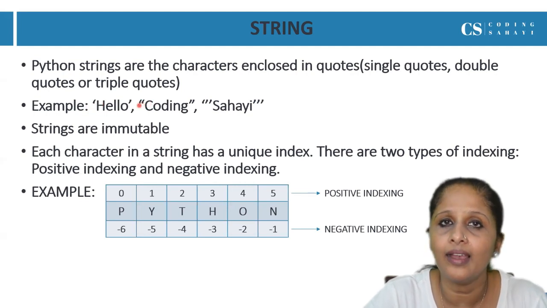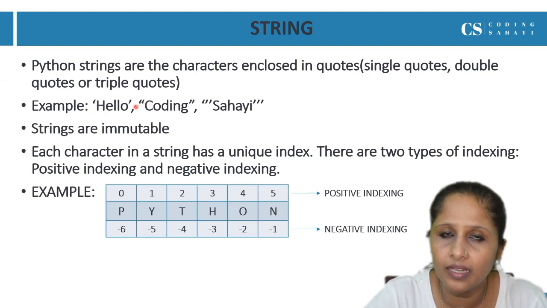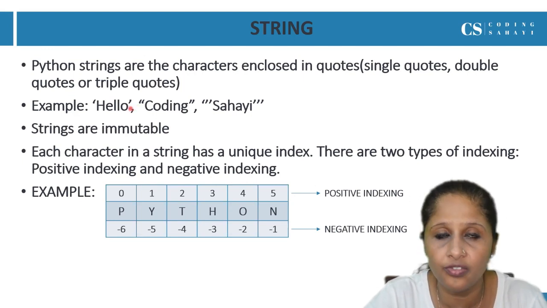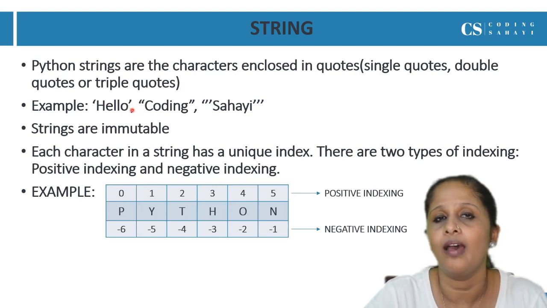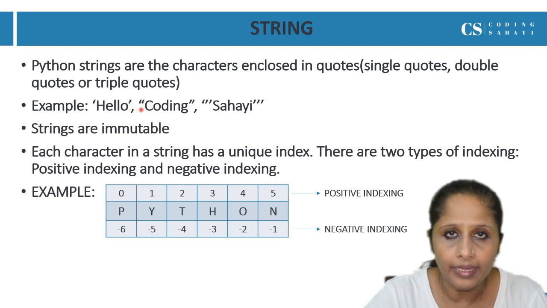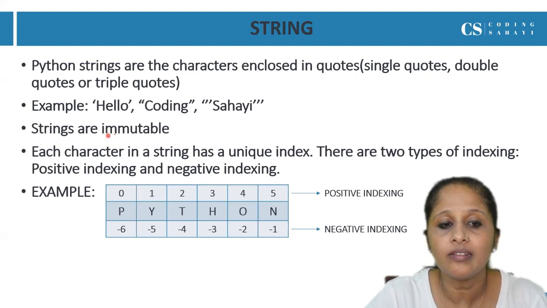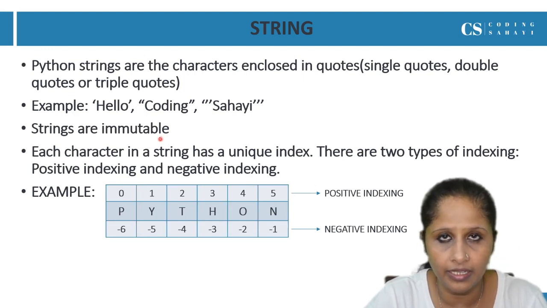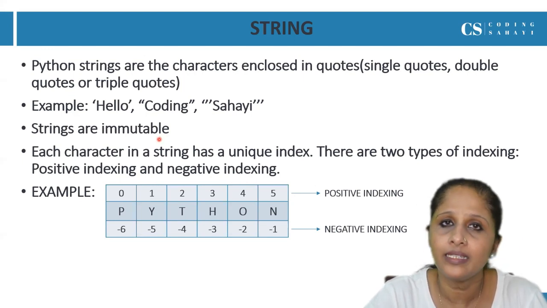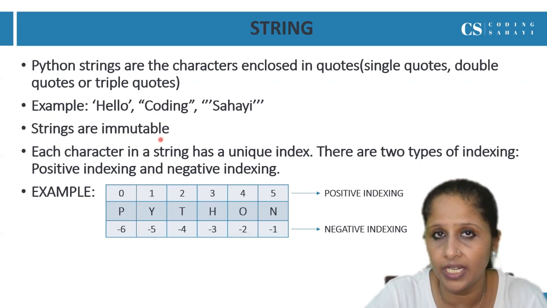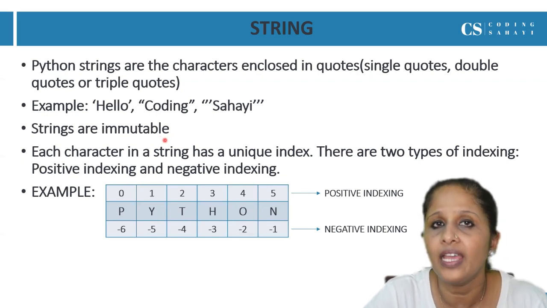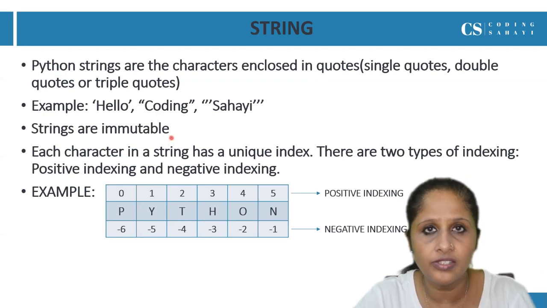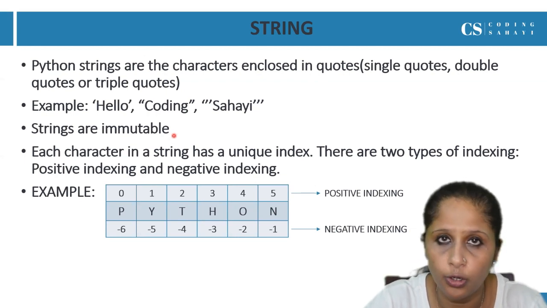If you are writing a single letter inside a single quote or a double quote or a triple quote, then also it will be considered as a string. In Python, characters are considered as strings. Then string is a data type. Strings are immutable data type. Already we studied mutable and immutable data types. Mutable data types, once created, the values can be changed. Immutable means once the value is created, it cannot be changed. When you are declaring a variable as a string, the values inside that string cannot be changed.